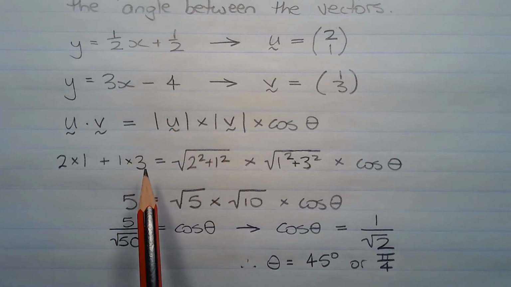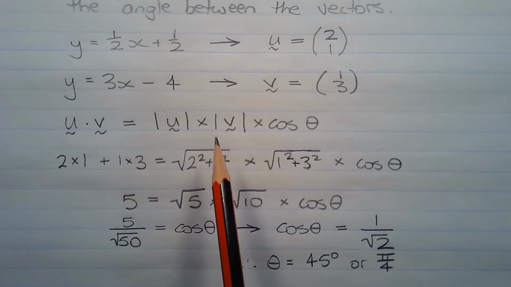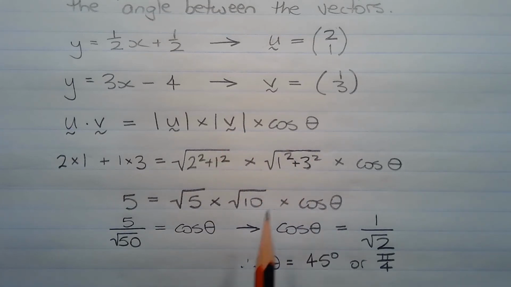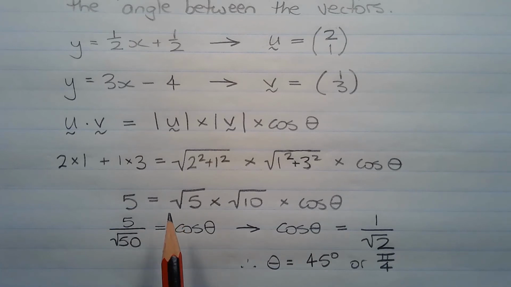It is equal to the length of vector u, so that's by Pythagoras' theorem, the square root of 2 squared plus 1 squared, multiplied by the length of vector v, so that's the square root of 1 squared plus 3 squared, multiplied by cos theta. Simplifying this equation, we have 5 equals the square root of 5 times the square root of 10 times cos theta. And square root of 5 times the square root of 10 is the square root of 50.